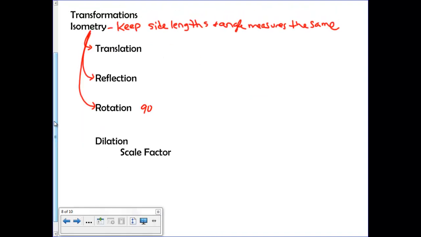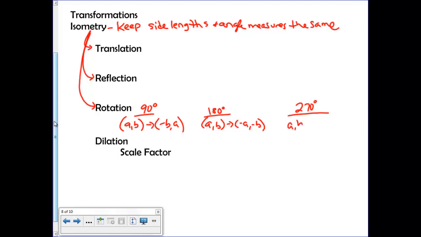Rotation, you have 3 rules. If I rotate 90 degrees, AB turns into negative BA. 180, AB becomes negative A, negative B. In 270, AB turns into B negative A.